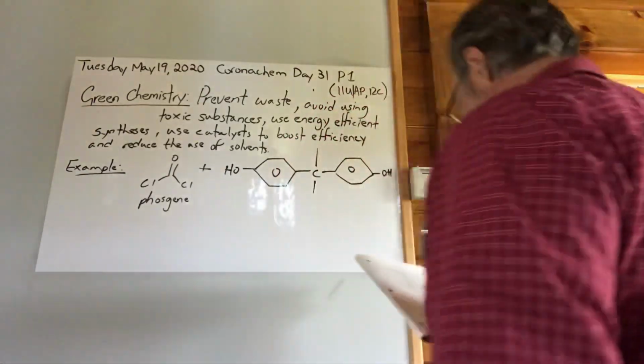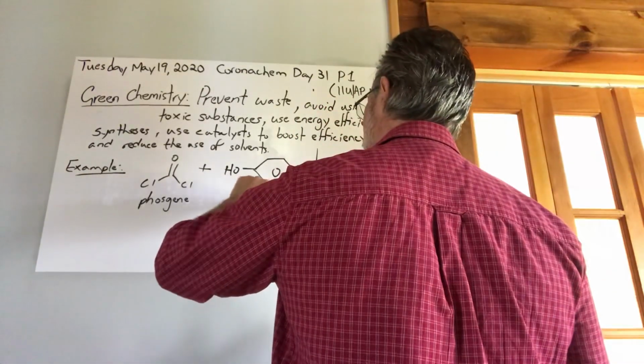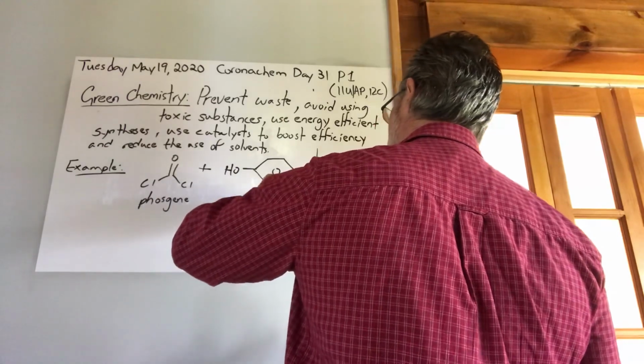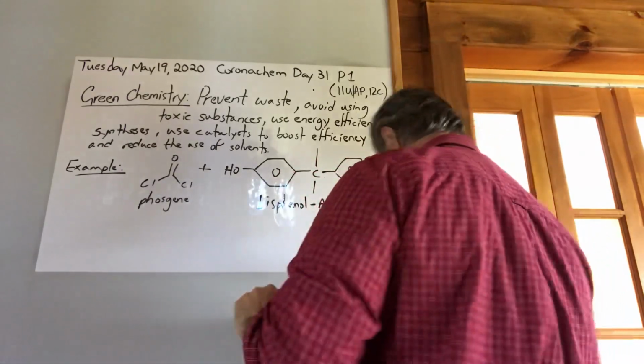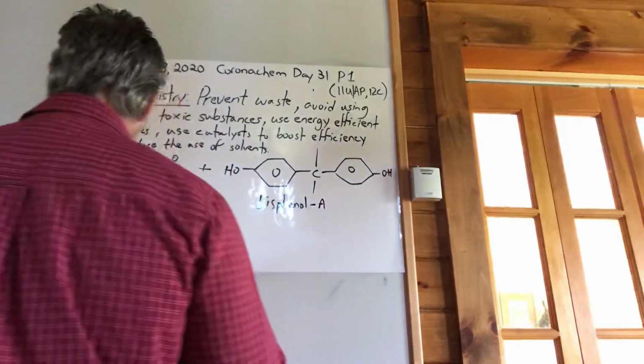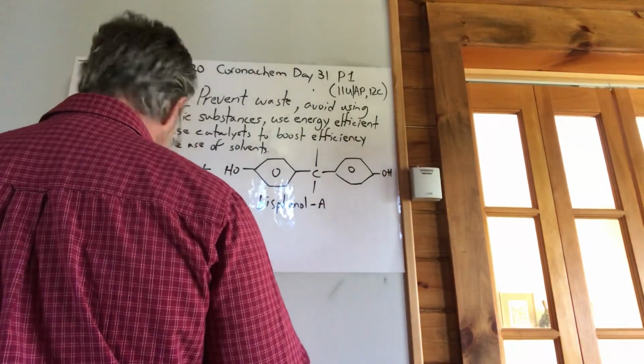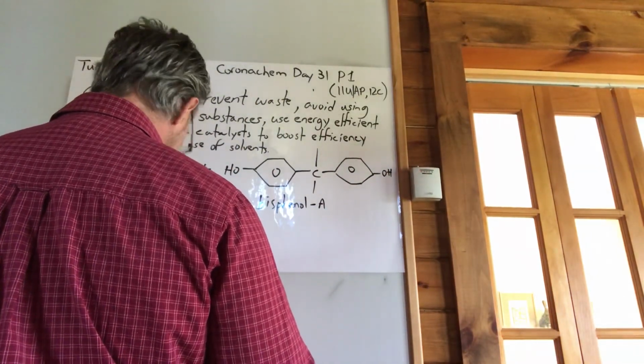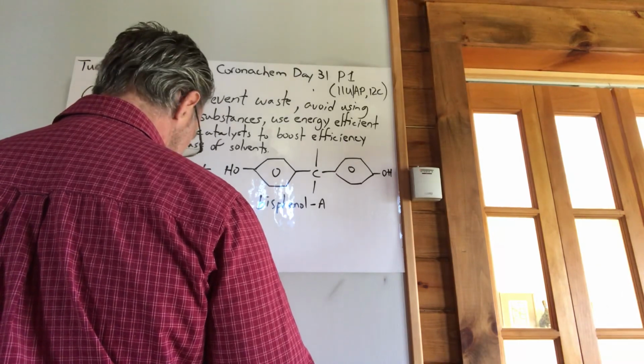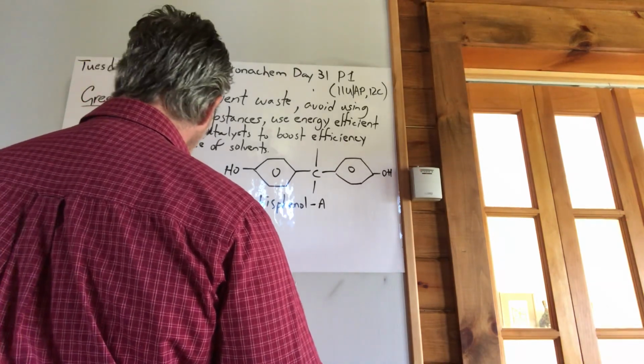All right, so you start off with bisphenol A and phosgene. And this is what you get. You get this cross-linked plastic known as Lexan polycarbonate.